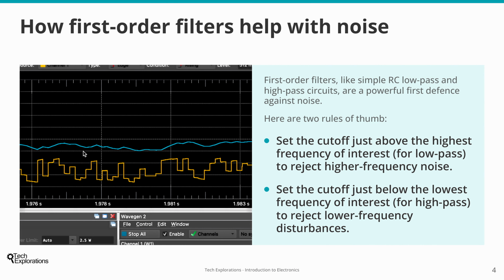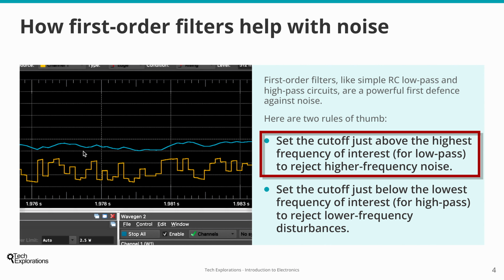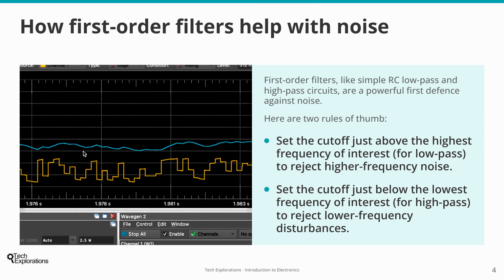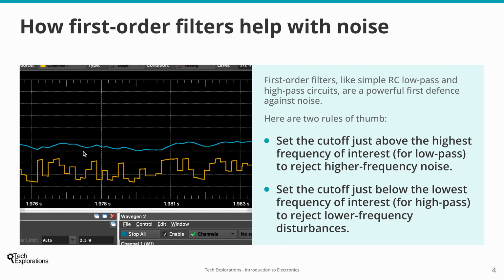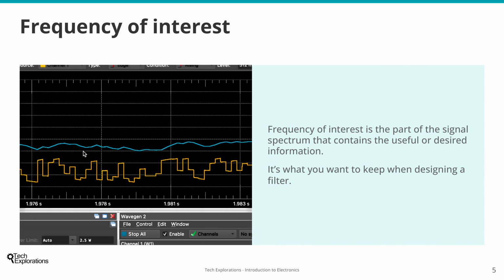The most important decision for designing a noise filter is to choose the right cutoff frequency. Here are two rules of thumb. Set the cutoff frequency just above the highest frequency of interest for low-pass to reject higher frequency noise. Set the cutoff frequency just below the lowest frequency of interest for high-pass to reject lower frequency disturbances. Here, by frequency of interest, I mean the part of the signal spectrum that contains the useful or desired information. It's what you want to keep when designing a filter.